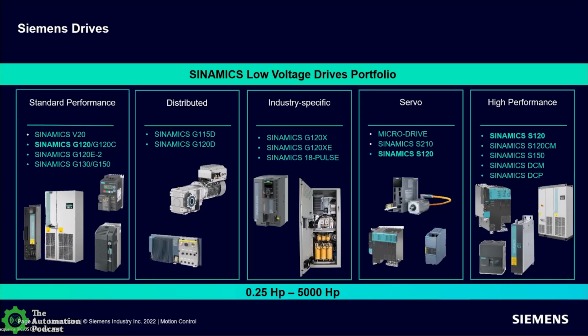And so we have standard performance drives. These start from our really basic drives, such as the V20, all the way to our really high-end performance drives and servo drives. So I'll be talking a lot today about our Synamics G drives. So that's general purpose. And our flagship drive in this category is our G120 drive, as well as our servo drive, which is the Synamics S120, also in our high performance category. We have drives all over the place, though, from distributed or on machine to industry specific to also DC drives. But I just wanted to give our listeners a little bit of context about all the Synamics drives that we have.